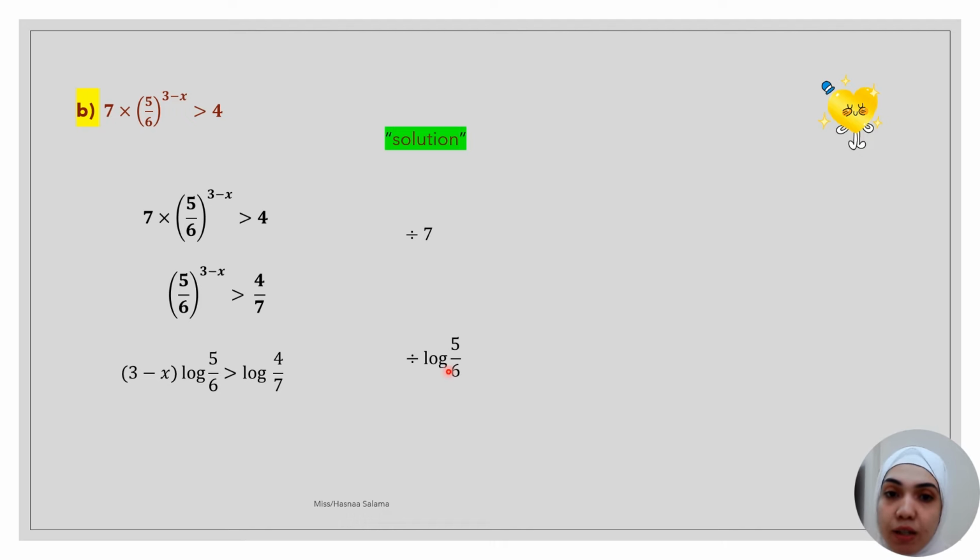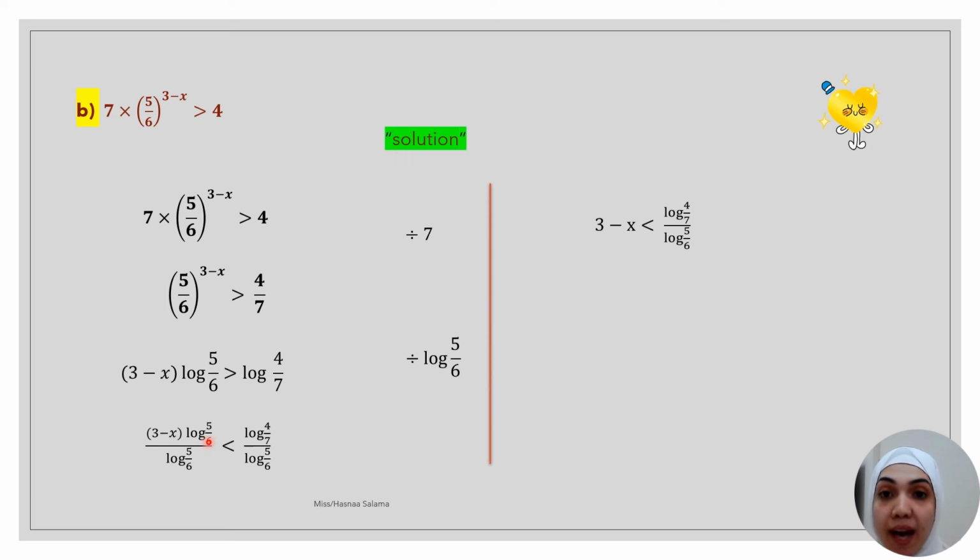Write it in a calculator to see if the answer is positive or negative, only the sign. We check it. It's negative, so we write the inverse of the sign, less than, like this. When we divide by log of 5 over 6, it cancels. Only we have 3 minus x less than this value. So I need to get the value of x. It means I will move the 3 to the other side with the inverse sign, which means a negative sign.